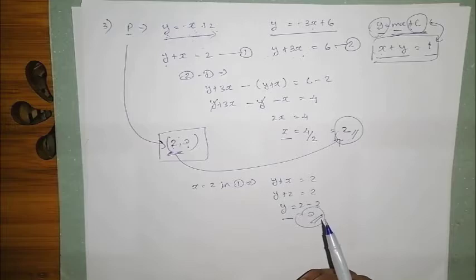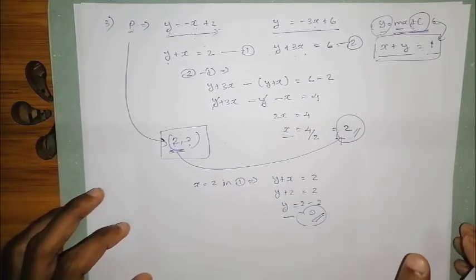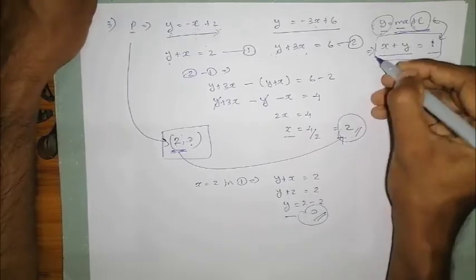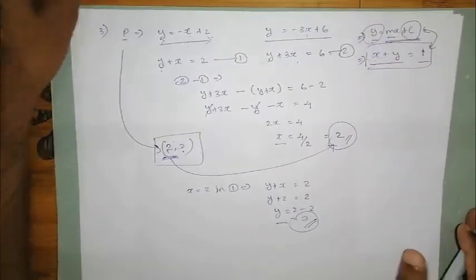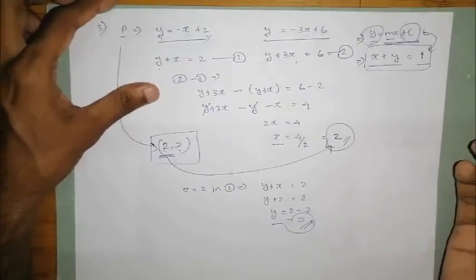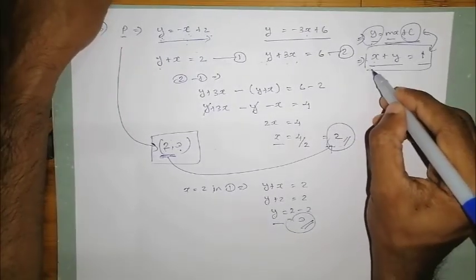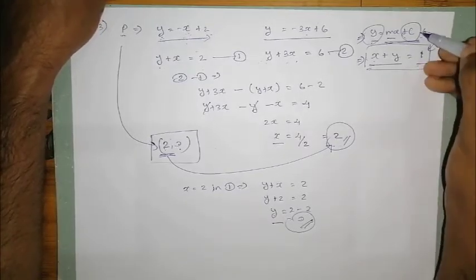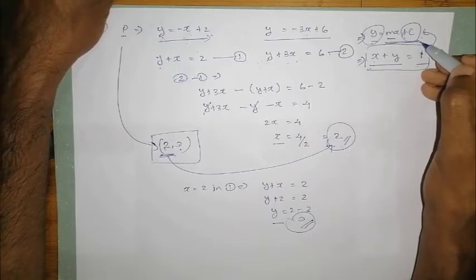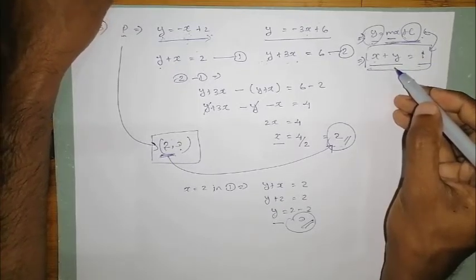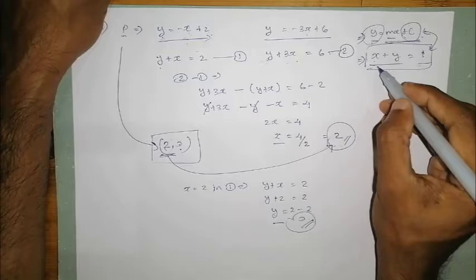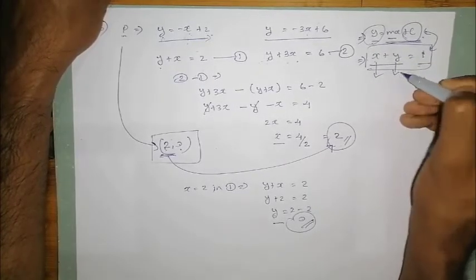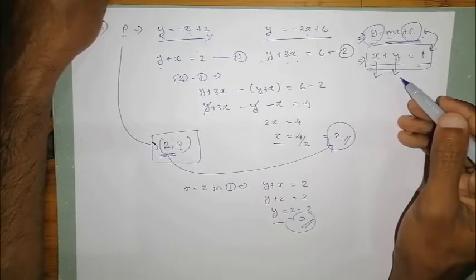We'll check the second one also, so we can become familiar with this theory. Remember this: we can assume a simultaneous equation as a linear equation. Vice versa, we can assume a linear equation as a simultaneous equation, because in both equations we have two unknown variables, x and y.